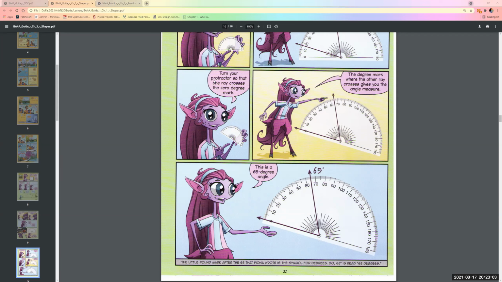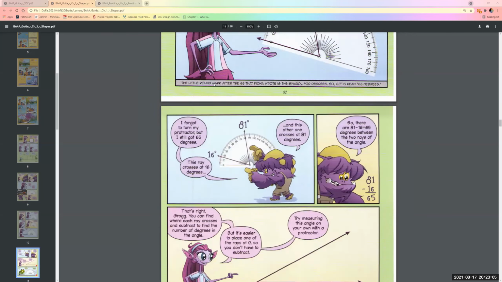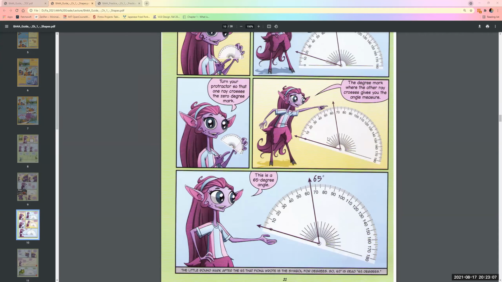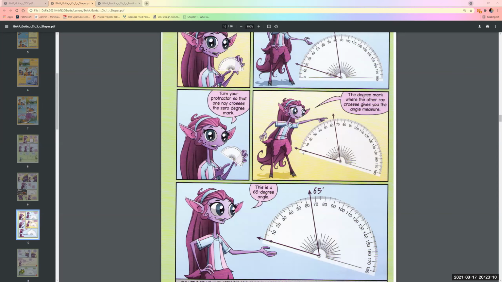All right. Real quick to recap, does that make sense? So when you get your protractor out, rotate it so that one ray starts on 0. That way you're going from 0 to wherever the other ray hits. In this case, it's 65. So we have a 65-degree angle. And also note that the rays extend outwards. So where the protractor is will always tell you what this angle right here would be.